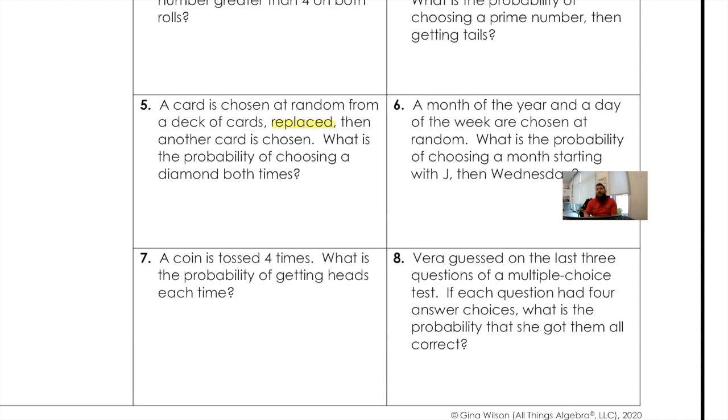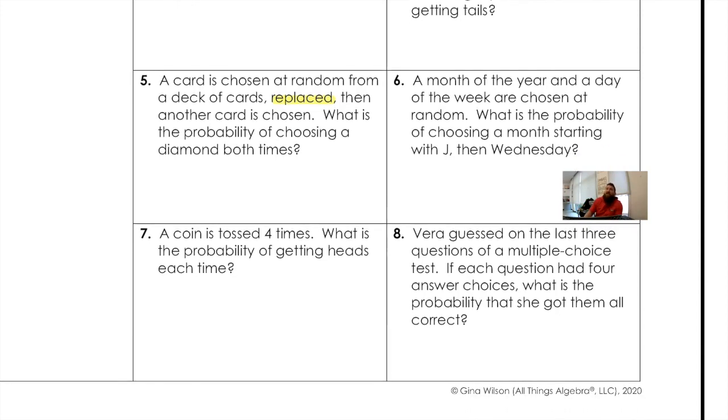Because if we took that card out without putting it back into the deck, well, now we have changed the probability for the remaining cards. So that's what we'll talk about next, is dependent. So I want you guys to see the word replaced or without replacement. So if we have replaced, we have independent.